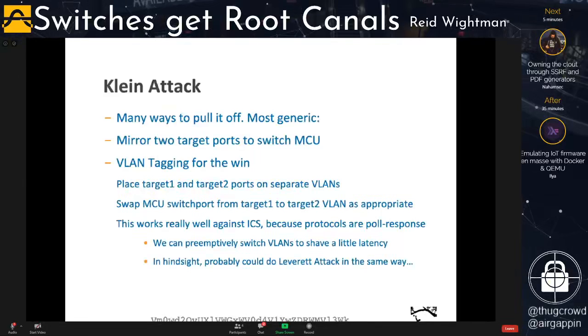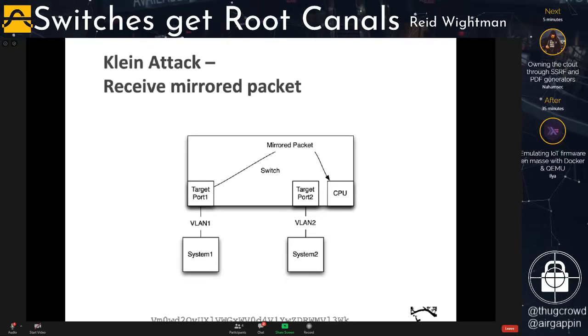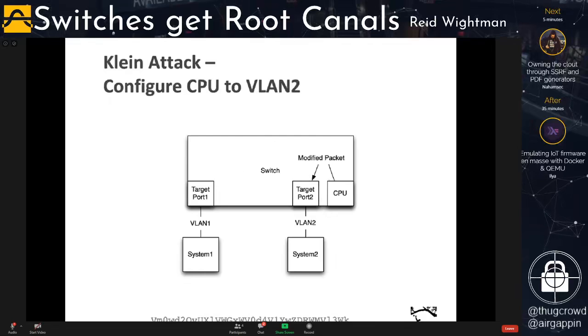So the cool thing about industrial is that it's almost all poll response, so we can actually preemptively switch VLANs with each request so that we're ready to transmit to the right port without having to issue another MDIO command in between our packet manipulation. It's already done for us. So graphically, this is what it looks like. We've assigned our two systems to two separate VLANs. The mirrored packet goes into the internal CPU. The internal CPU modifies the packet, switches itself over to VLAN 2, and then transmits the packet as it looked originally.